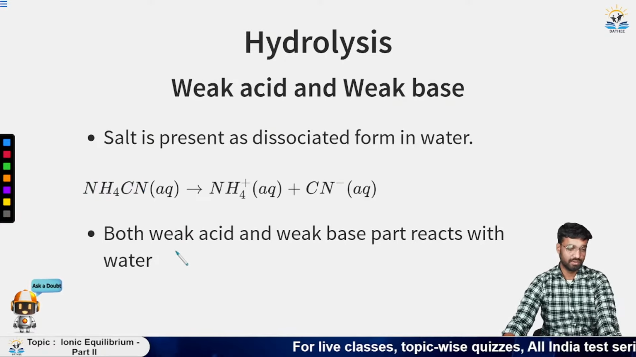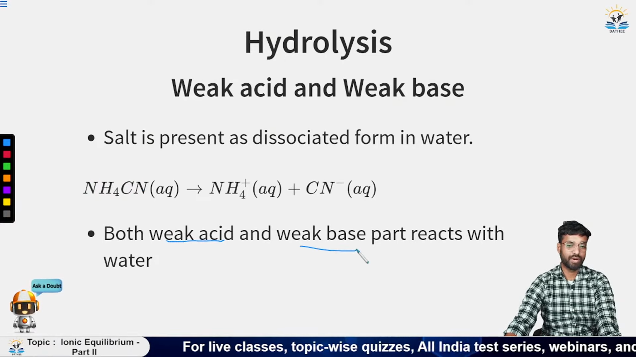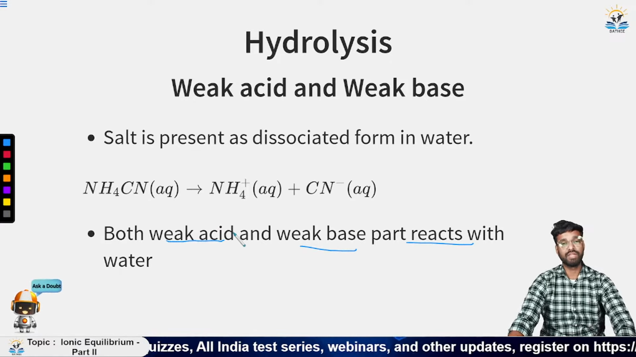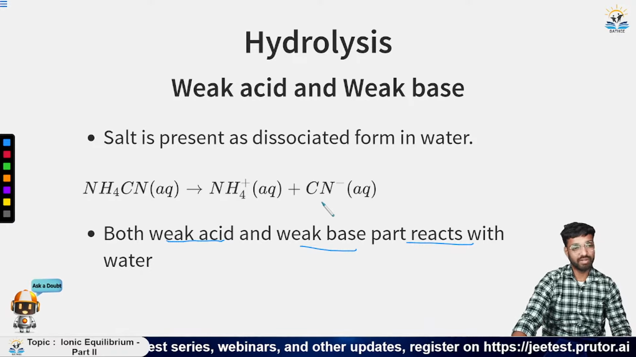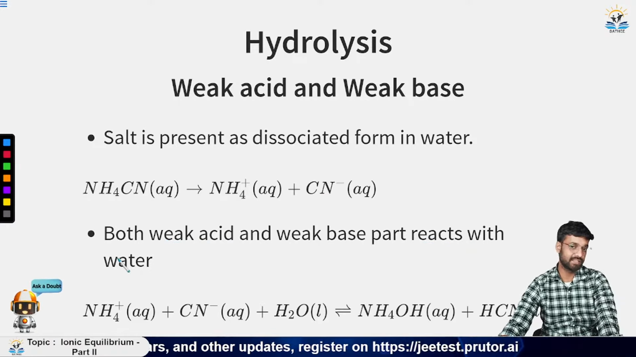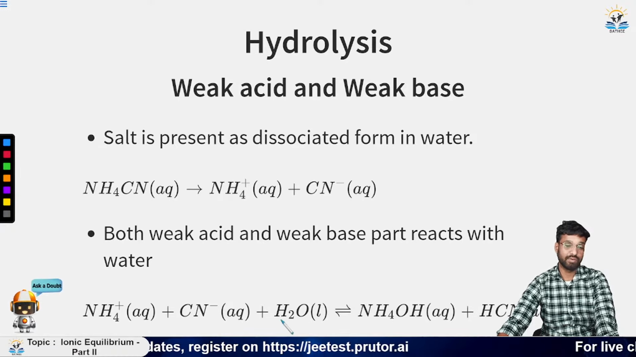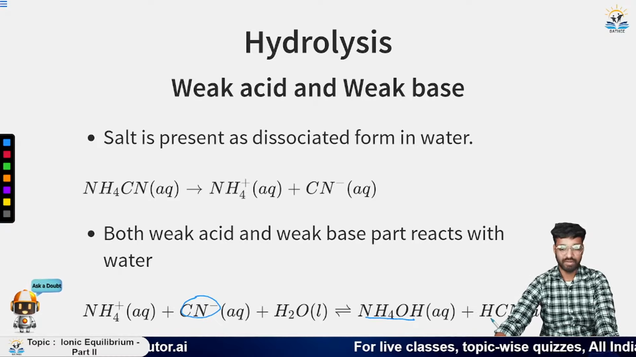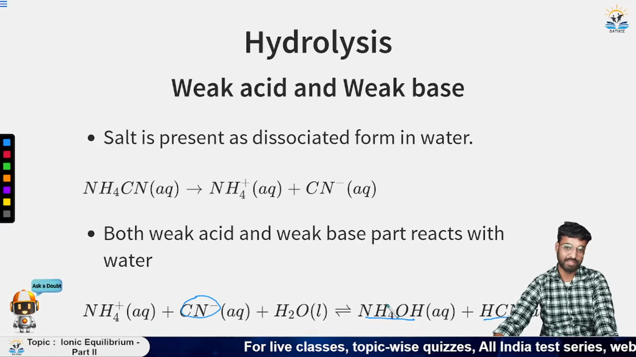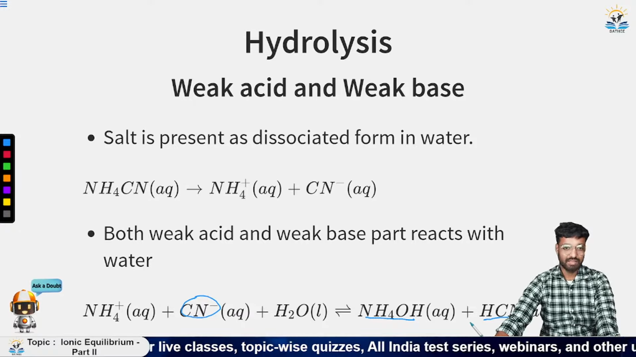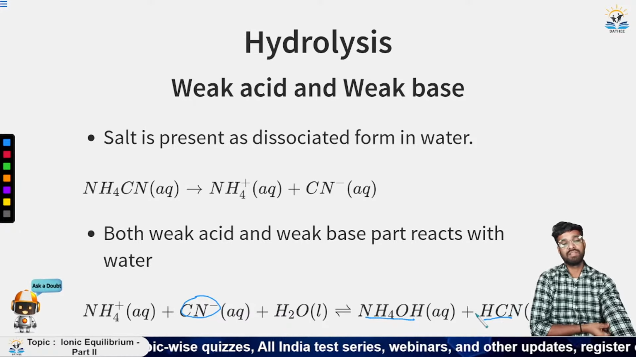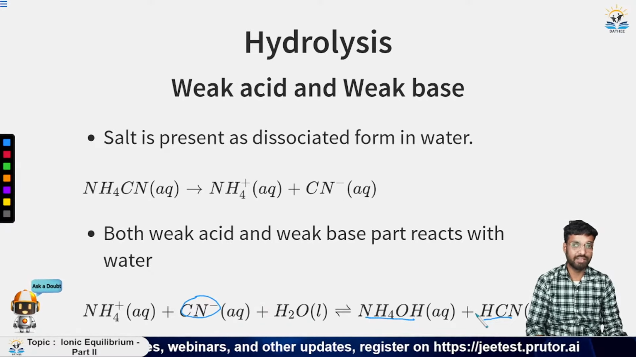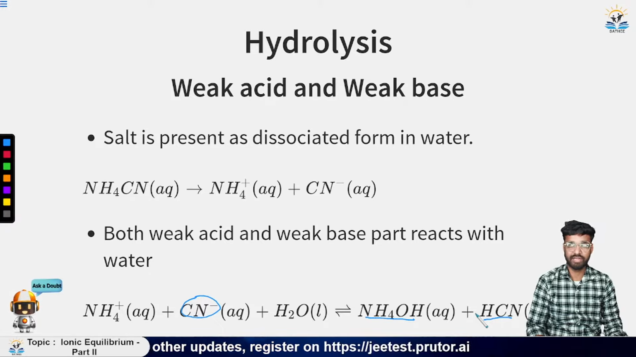Now further, both the weak acid and weak base parts react with water. In this case, we have two ions, NH4 plus and CN minus, and both will react with water. So this will be the reaction. NH4 plus will react with OH minus to give NH4OH, and CN minus will react with H plus and give HCN. Now in this case, we cannot see any H plus or OH minus being released. It will all depend upon the relative strength of the acid and base.